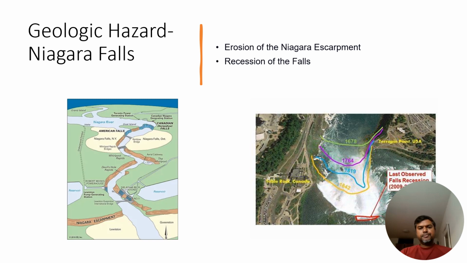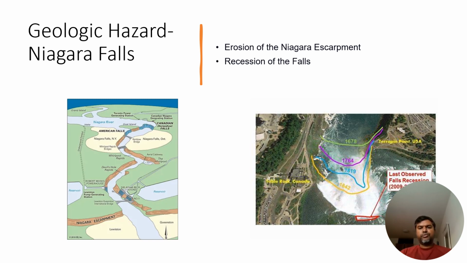Number two, erosion of the Niagara Escarpment. The Niagara River, which connects Lake Erie to Lake Ontario, flows over a cliff known as the Niagara Escarpment. This cliff is made of a layer of hard dolomite limestone on top of softer, more easily eroded shale. Over time, the river eroded the softer shale, creating a waterfall.